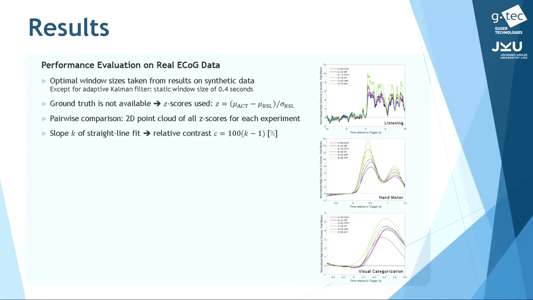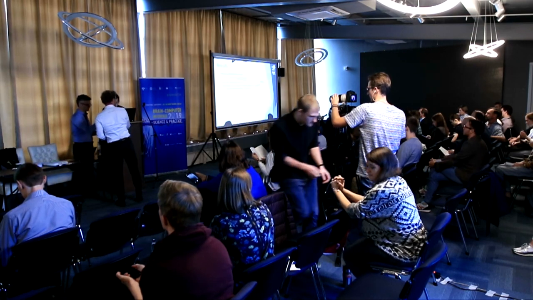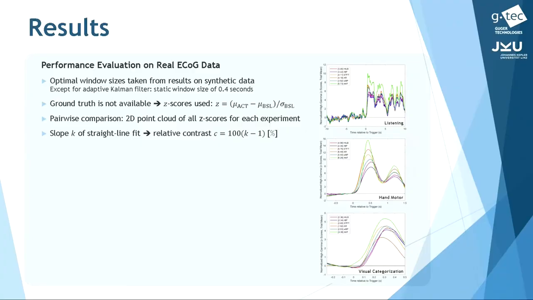Okay, I have a question. If you go back to the slides, just up. Yeah, here. I find it interesting that for the listening component, you have basically the envelope of gamma, which is much less smooth than that for the hand motor and visual categorization. Why is that? Look at the time scale. The listening paradigm has 20 seconds, and the hand motor experiment is just much shorter.